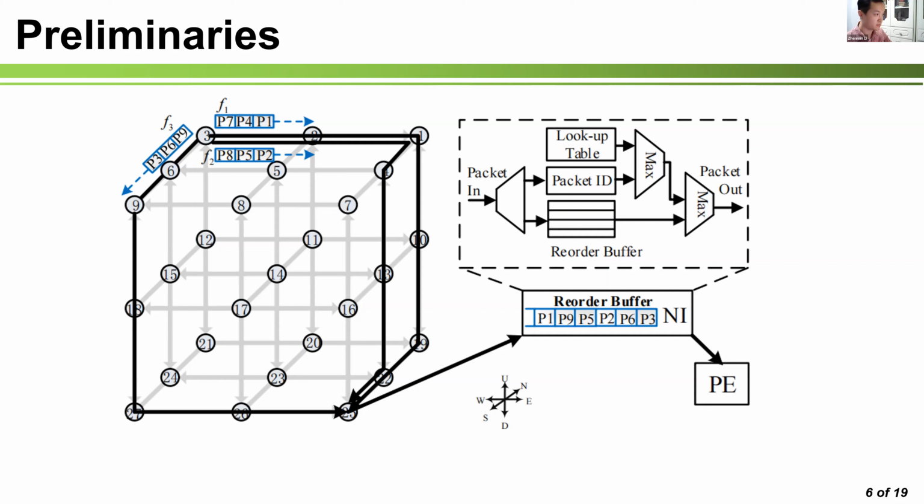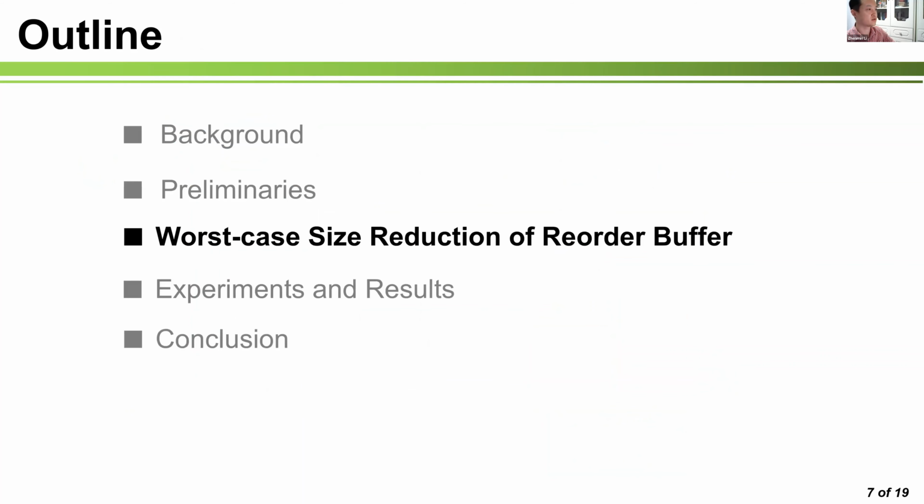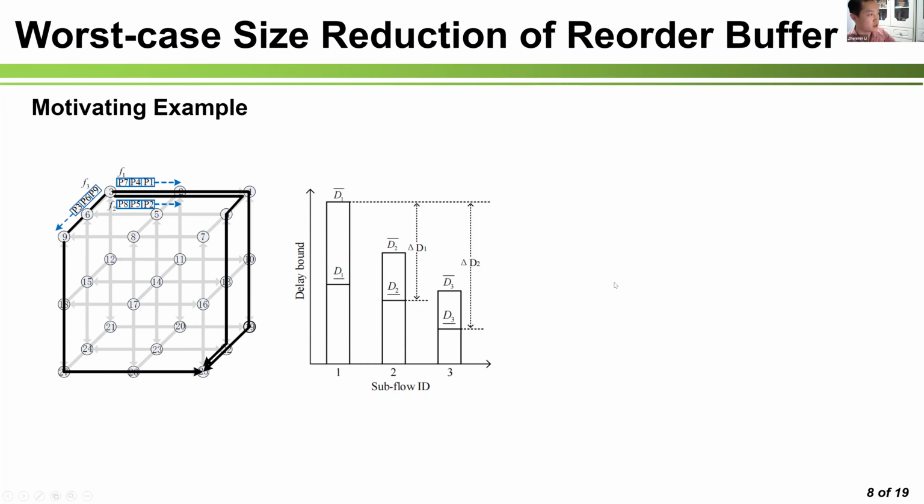be maintained. In this example, we have 3 subflows, which are F1, F2, and F3. They are split onto 3 different paths, and because of different path delays, the arrival of their data packets may not be in the correct sequence. Therefore, we need this reordering module to put them back into the correct sequence. So in this case, we have a reorder buffer size of 6 data packets. Now let's take a look at this motivating example and go further.